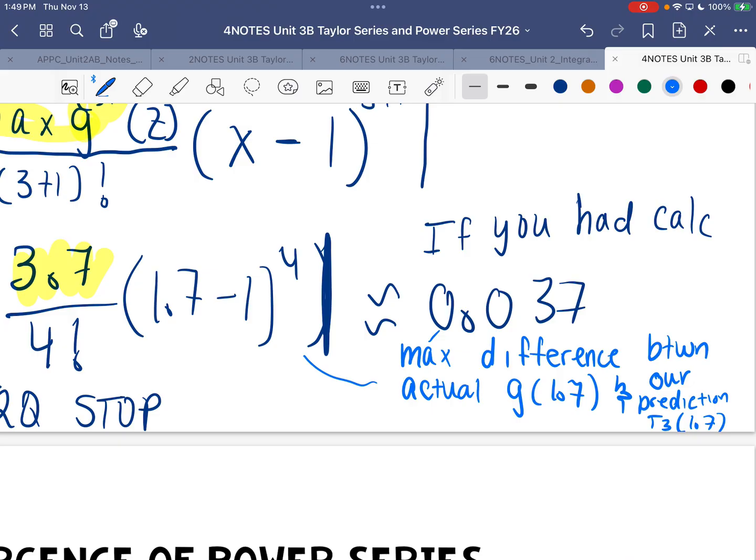Does that say T sub something? Mm-hmm. What's T? T is the third degree Taylor polynomial. Oh, but we were just using R.